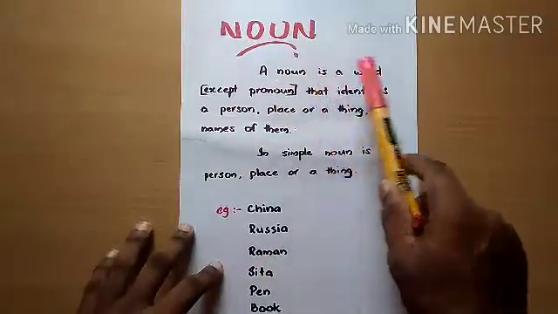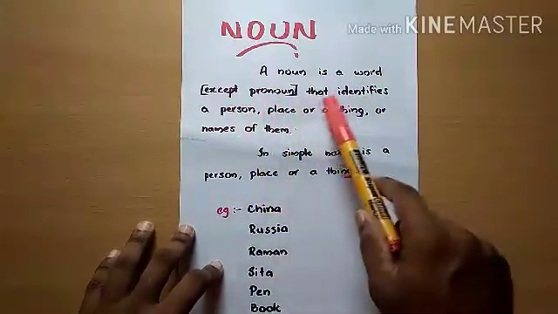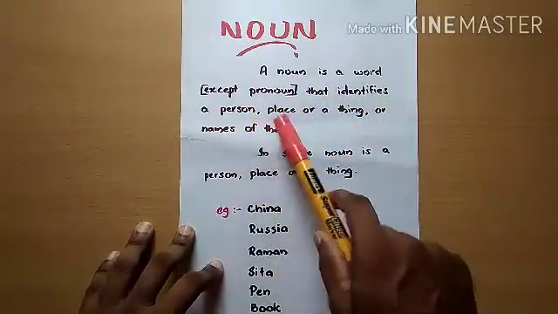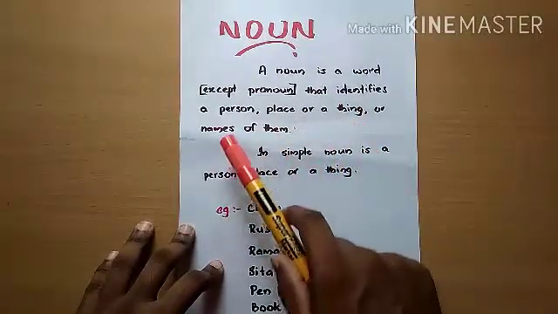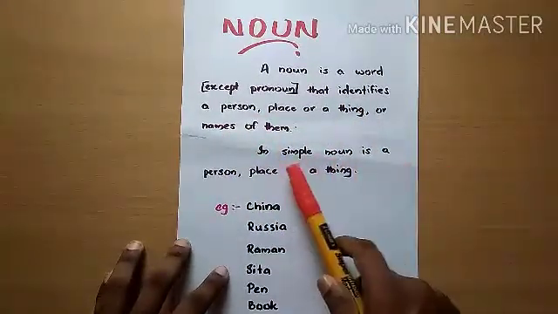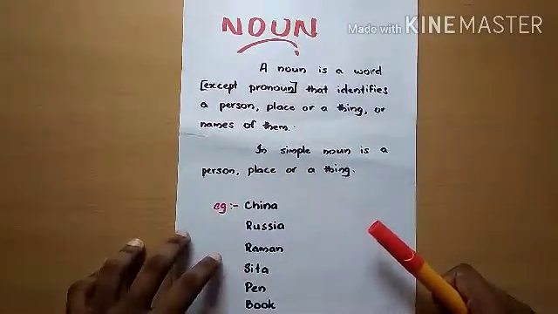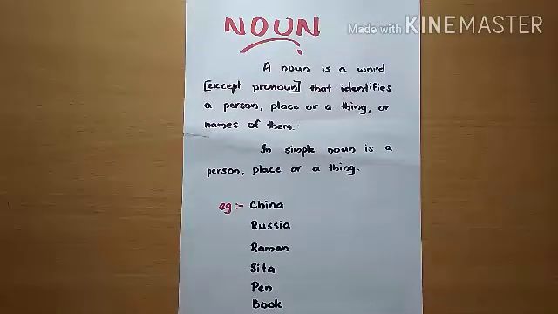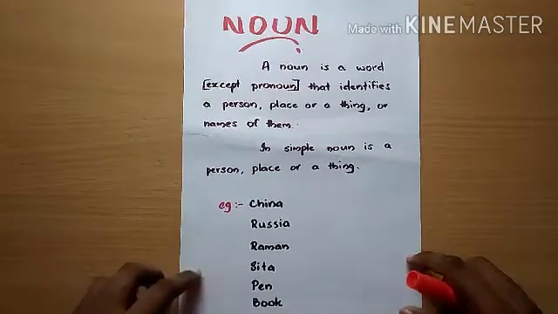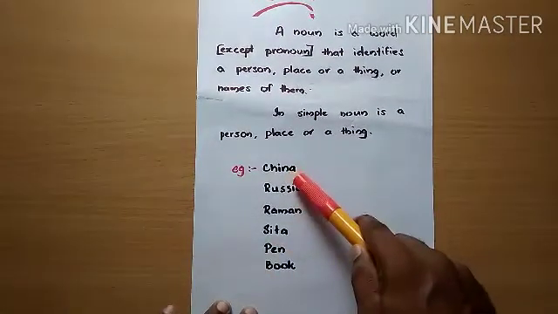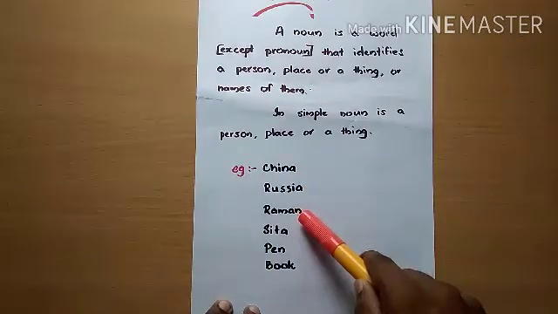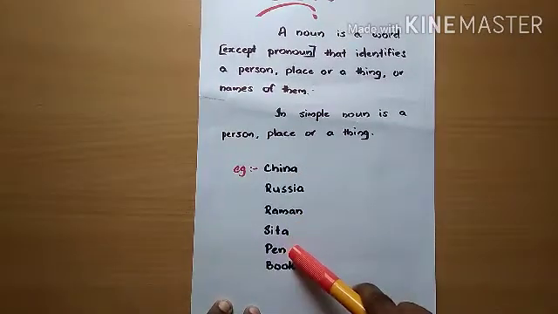A noun is a word except pronoun that identifies a person, place or a thing or names of them. Okay, in simple terms, noun is a person, place or a thing. It can also be said as a name. Okay, noun is a name. It can also be said that noun is a name of a place, person or thing. I have put some examples here: China, Russia, Raman, Sita, pen, book.